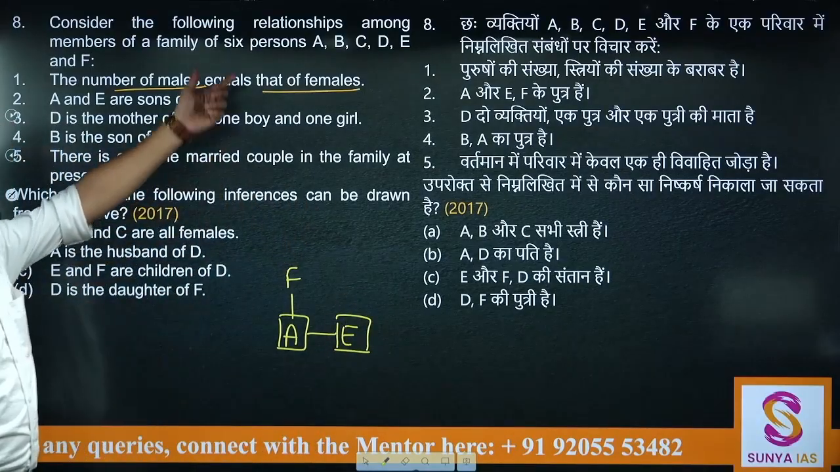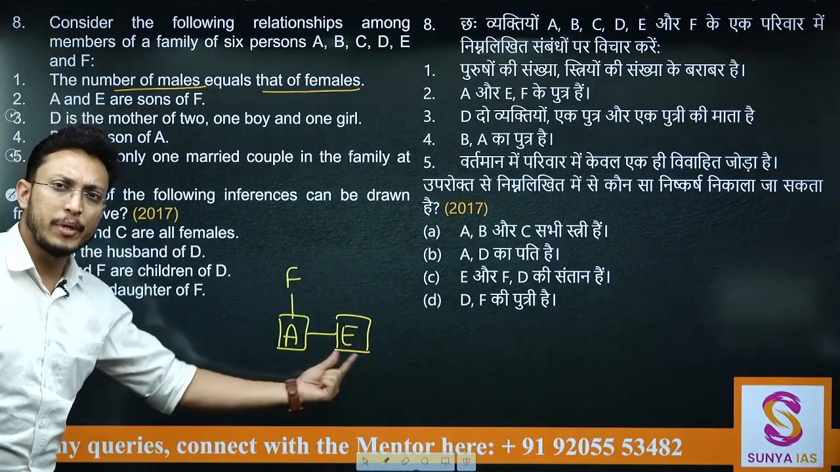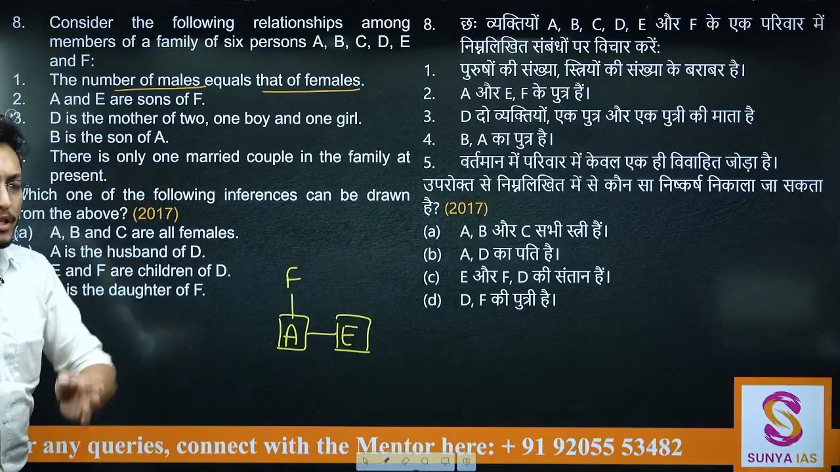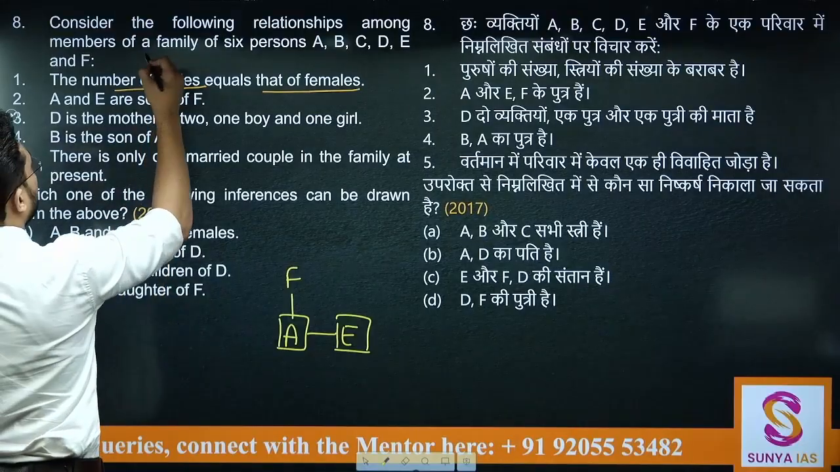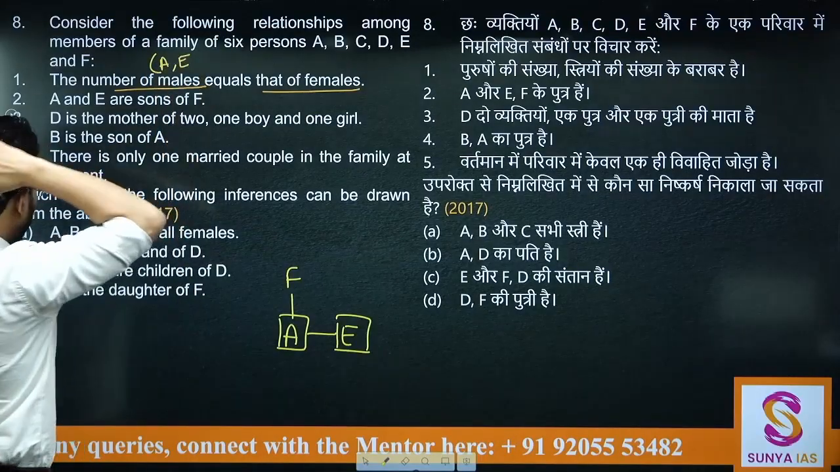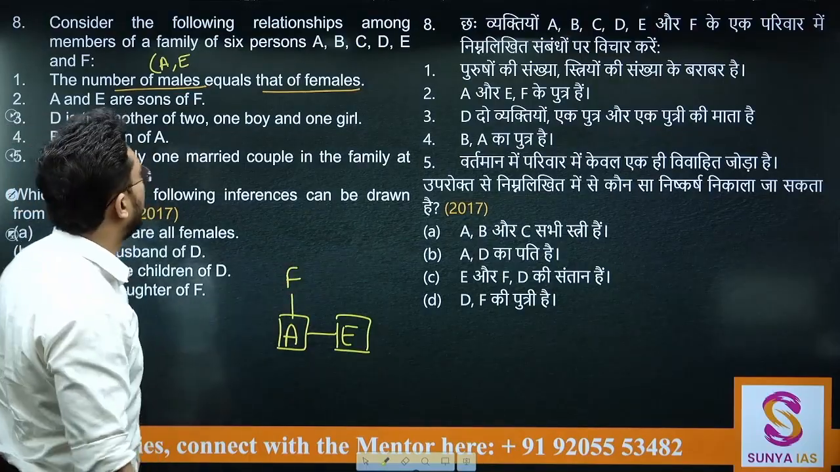We are talking about 6 people. 2 of these we already know are males. Equal number of males and females, so 3 males should be there, 3 females should be there. I'll be writing all the males here. So A and E are sons of F, that means A and E should be male here. We don't know about F. F can be father, F can be mother here.